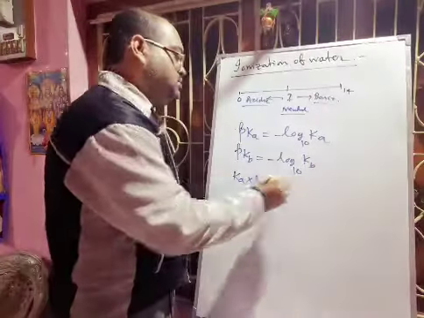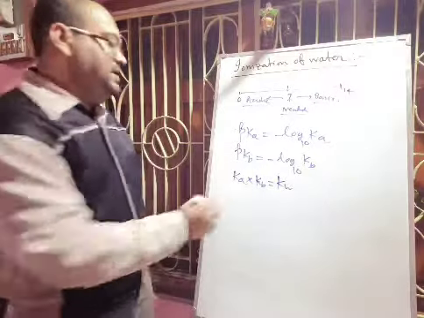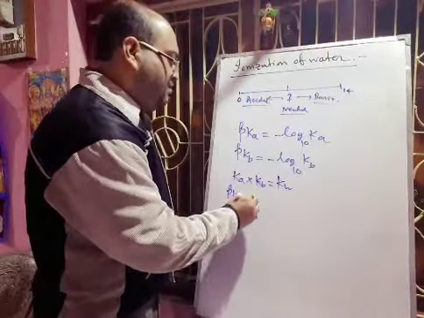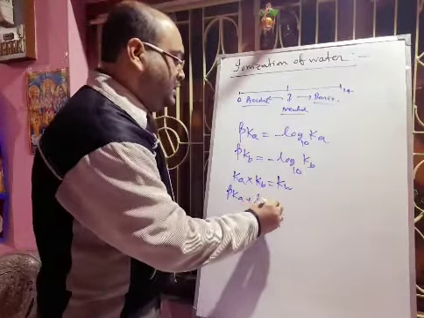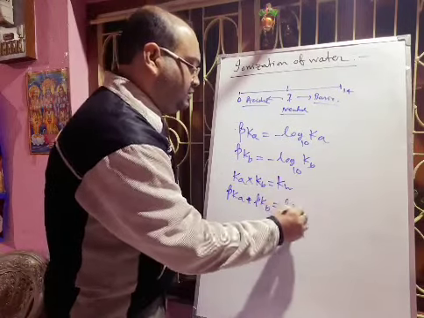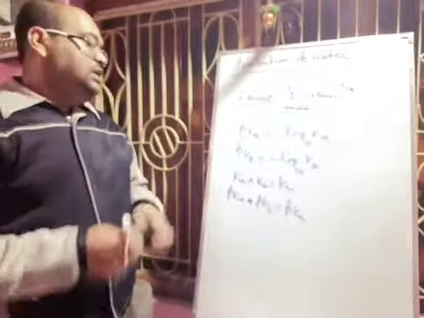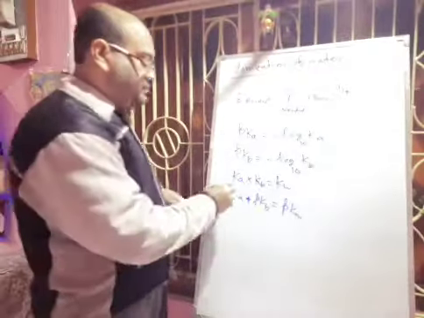So from here if you write that pKa plus pKb, that will be equal to pKw. That you have to remember. Okay, in different numericals this is required.